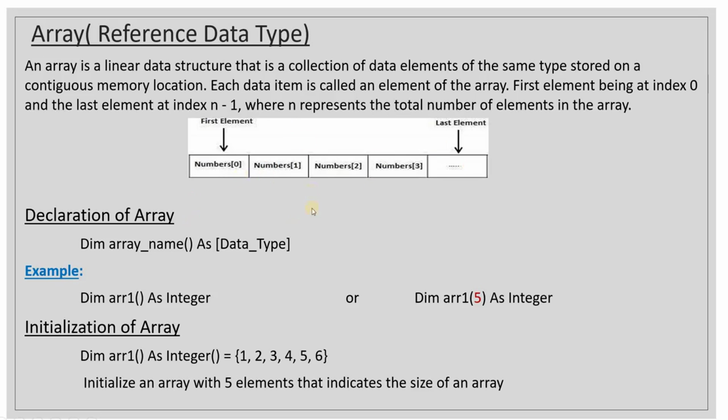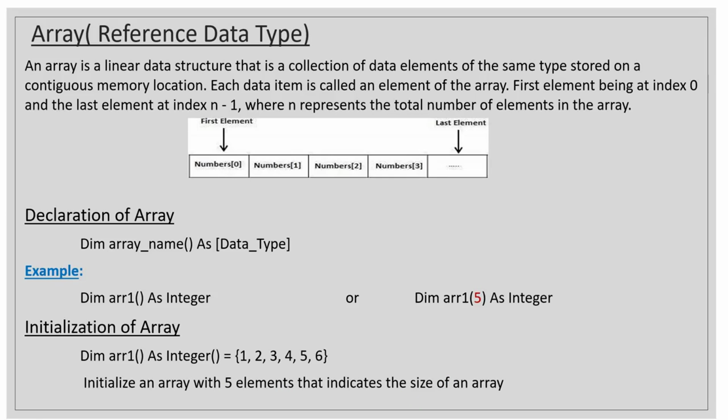Now, declaration of an array: Dim array name As data type. First, Dim is a keyword, then array name As data type. In the same way we declare a variable: Dim variable name As data type. Example: Dim r1, where r1 is the array name, As is a keyword, and Integer is the data type. We can also declare it like this: Dim r1, specify the dimension, that is 5, As Integer.